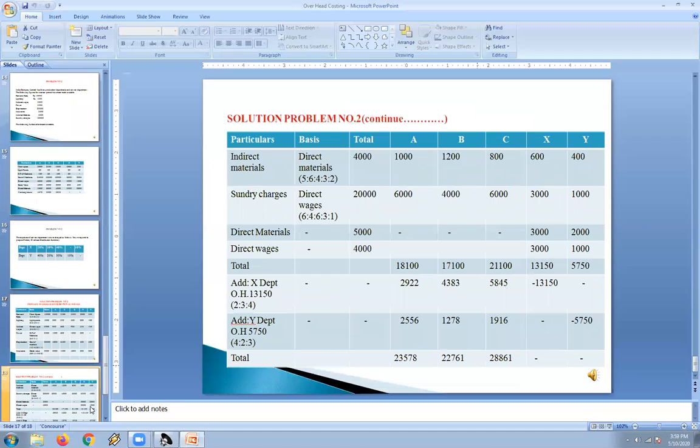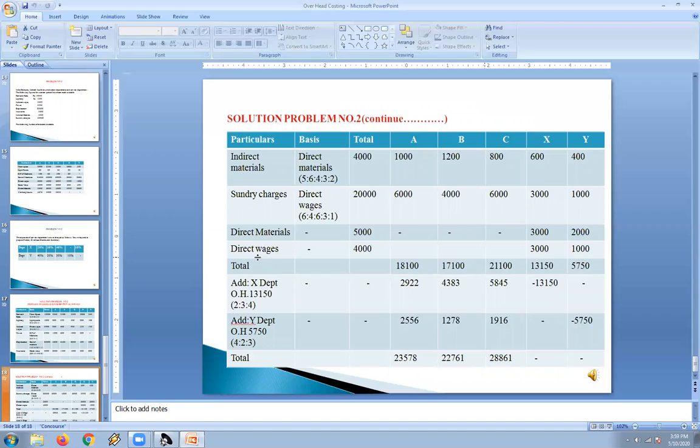And then next will be indirect materials, given in the question. So it has to be allocated on the basis of direct materials. The ratio is given in the table. We have to calculate by simplifying the values. The total is 4,000. Then we got the values of A department 1,000, then 1,200, 800, 600 and Y is 400. In this manner, sundry charges also have to be allocated.